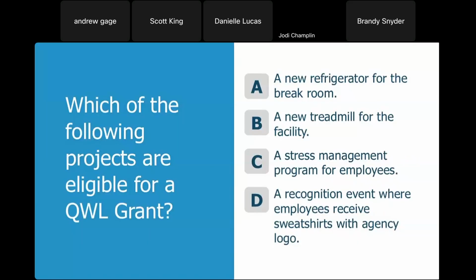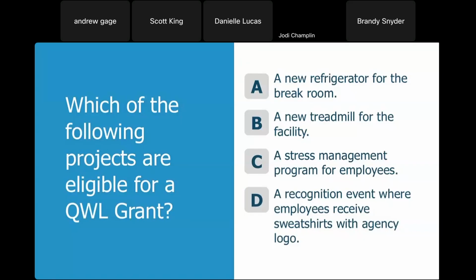Okay, let's pause for a moment and see how you're all doing. Which of the following projects are eligible for a QWL grant? A, new refrigerator for the break room. B, a new treadmill for the facility. C, a stress management program for employees. Or D, a recognition event where employees receive sweatshirts with an agency logo.